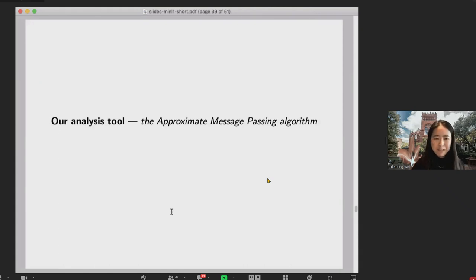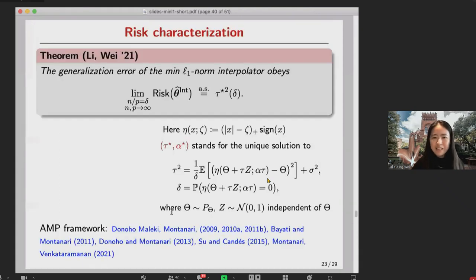Due to the time constraint, I will not go into details, but we are able to characterize the risk behavior of the minimum L1 norm solution, which is equal to this tau star, where tau star is the unique solution corresponding to this set of fixed point equations. Due to the time, I will not go into details, but there's a closed form solution to this tau star.